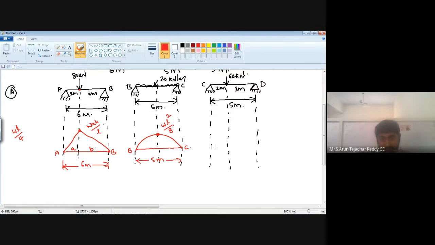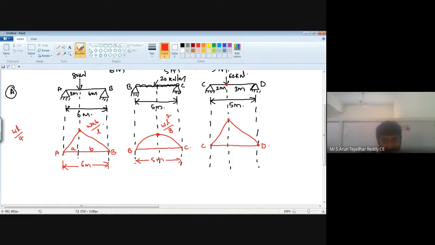Next, from C to D, the moment at point C is 0 because it is simply supported. The moment at point D also is 0 because it is simply supported, and the load is acting at this point. So somewhere here you will get the maximum bending moment. Now join all the points.